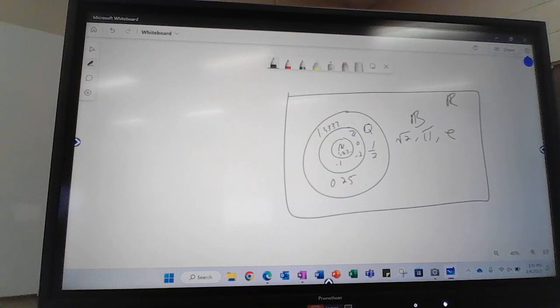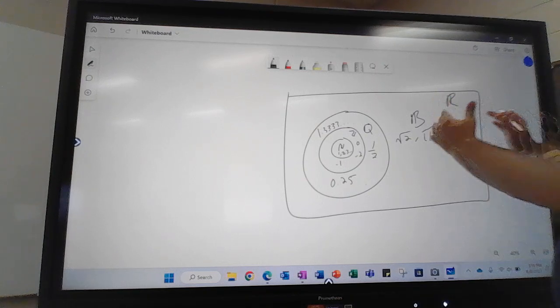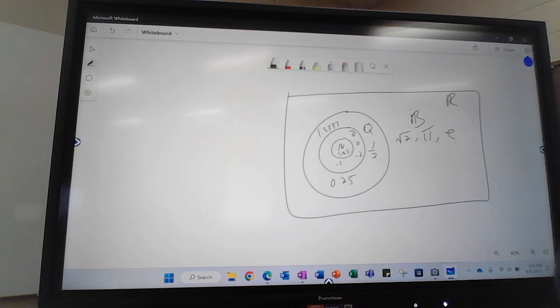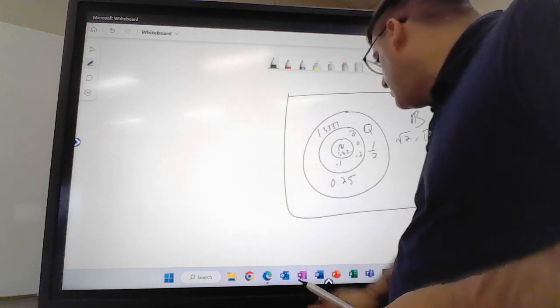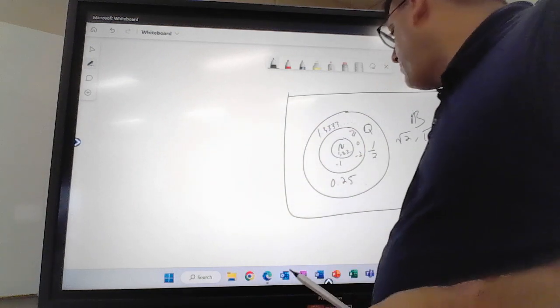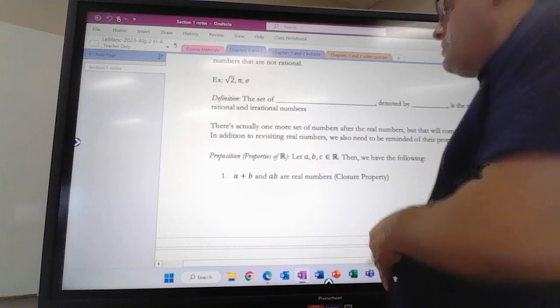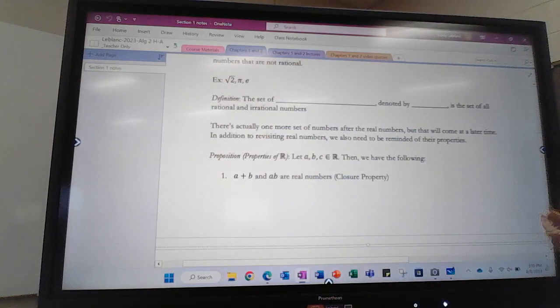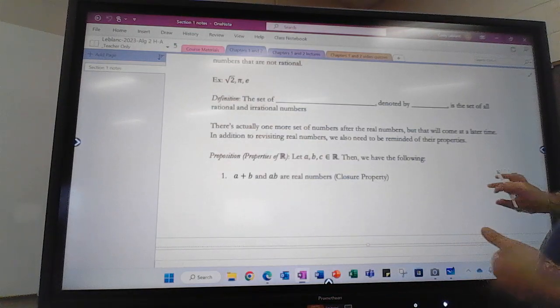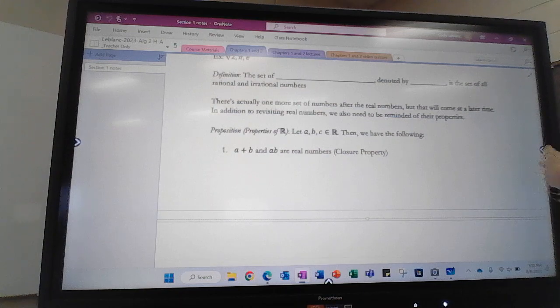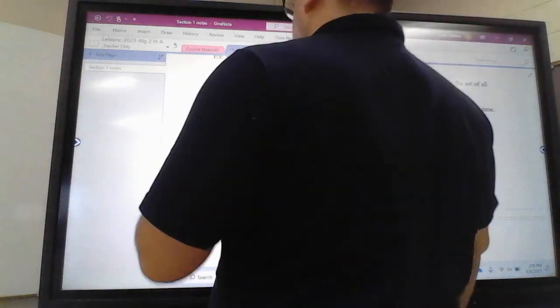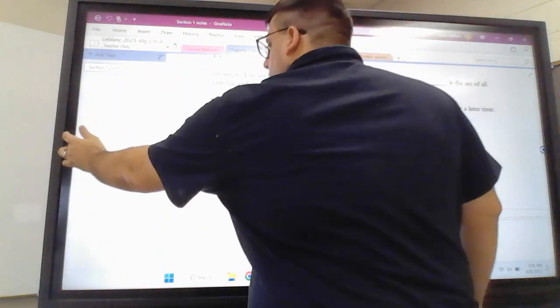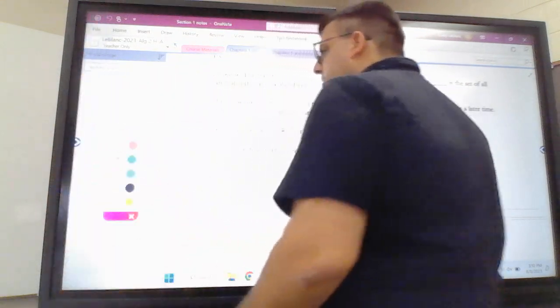Now, truth be told, there's actually a set of numbers that goes even beyond real numbers, but we'll get to that when we start looking into solving quadratic equations, because that definitely plays a part in that. Okay, so in knowing these sets of numbers, they also have properties that are attached to them. I'm not going to go too far in depth, I'm just going to give brief examples of it.